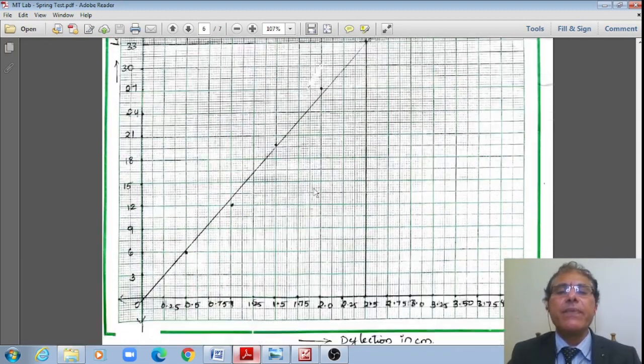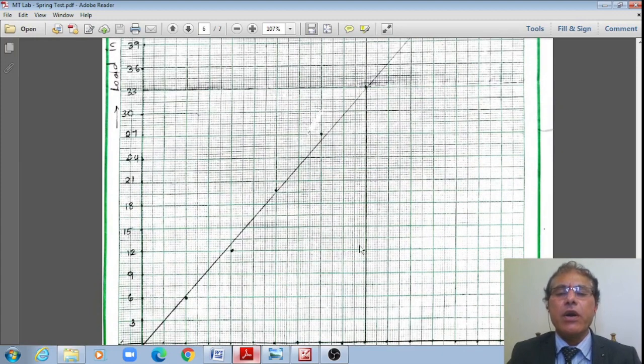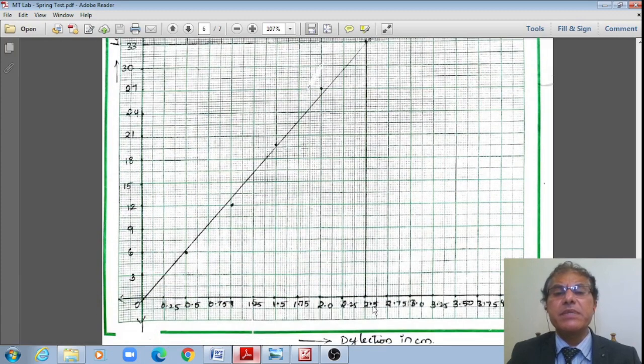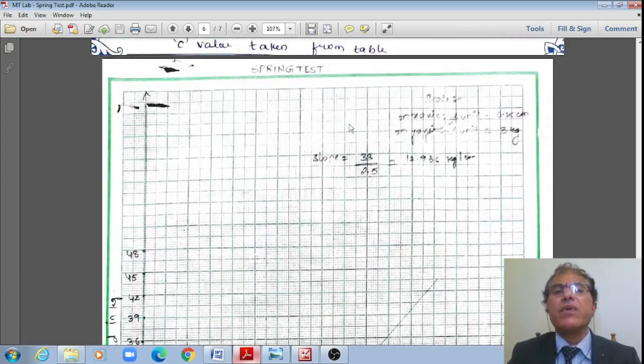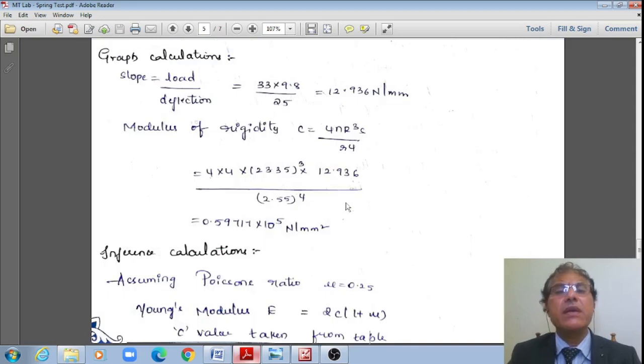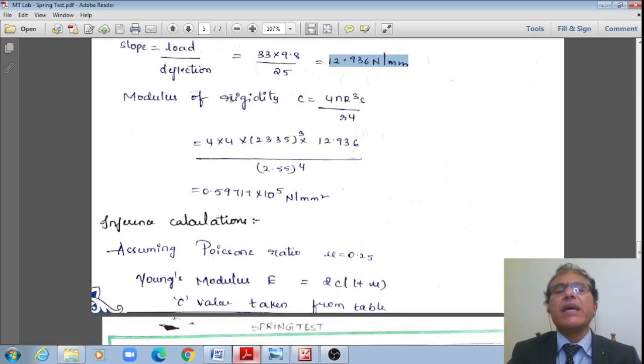Therefore, now I'll take over the large area the ordinate to an abscissa. Therefore, my ordinate is equal to 33. Now abscissa is equal to 2.5 centimeter. Therefore, the slope is equal to 33 divided by 2.5. It works out to 12.936 kg per centimeter. Now I'm just recalling that. Therefore, that is how my slope is equal to 12.936, that is 33 divided by this one. Now I'm converting that in terms of Newton per mm, 12.936 Newton per mm.